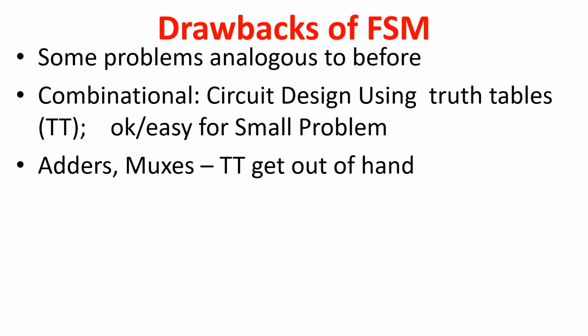Suppose you are using a 32-bit adder, then the number of inputs will be 32 for one operand and another 32 for the other operand, and the output will be again 32 bits. So there are 2 to the 64 different input combinations, which is very difficult to handle. Not only that, we also need to handle 32 output functions, each function having 2 to the 64 different values, which we cannot do. Similar to that, in FSM also it is a similar thing.